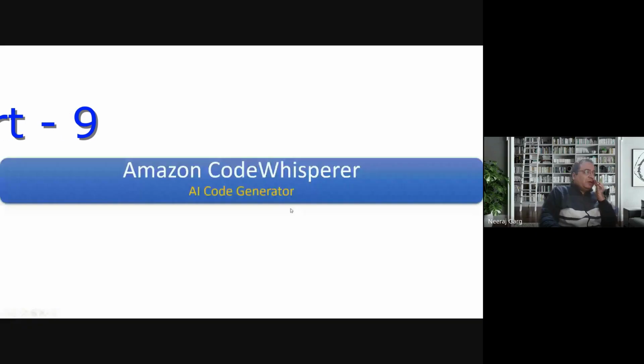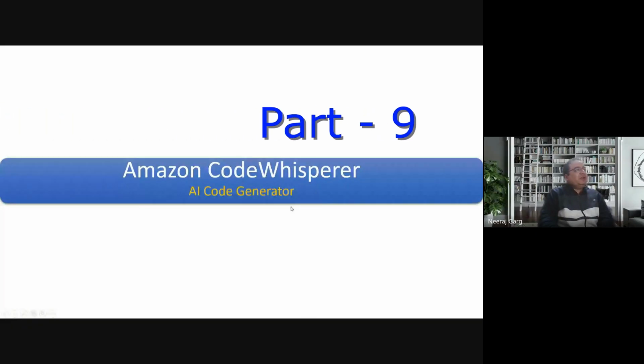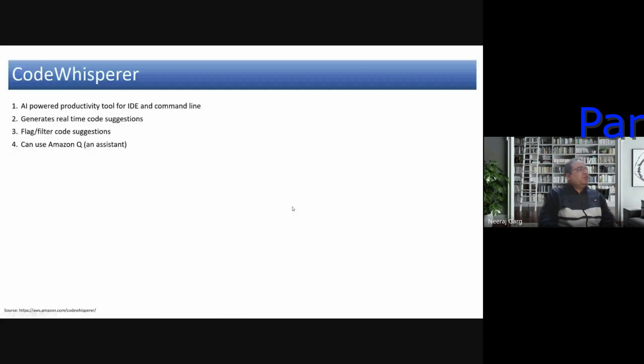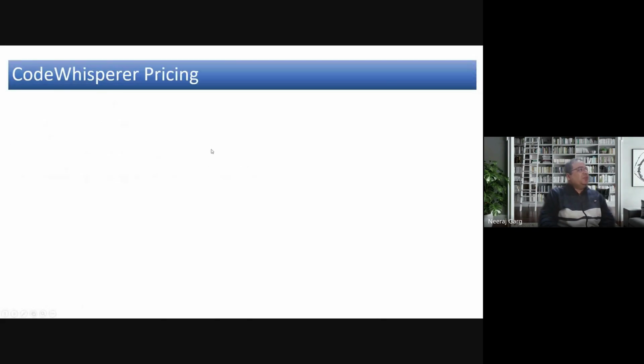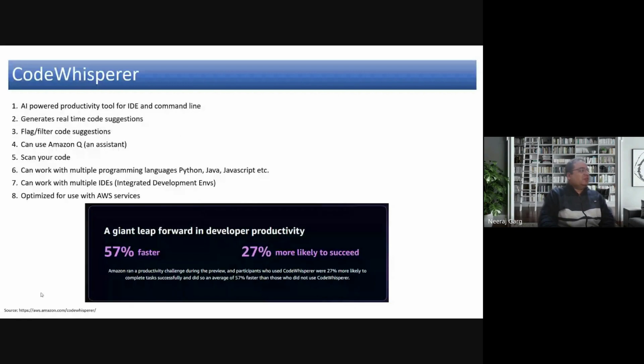On Code Whisperer, AI code generator, right? So Code Whisperer is basically to increase the productivity of the developer. I will just touch upon this. If you see, it helps to write code, it helps to scan code. It can be used in multiple programming languages, Python, Java, JavaScript.